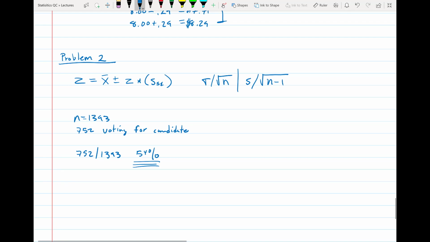So instead of relying on either this formula for standard error or this formula for standard error, we have to introduce a new one. The new formula looks like this. We're going to compute the standard error by taking the square root of the probability that our candidate is going to win, and there's a 50-50 probability, times the probability that our candidate is going to lose, another 50-50 probability, divided by the sample size.